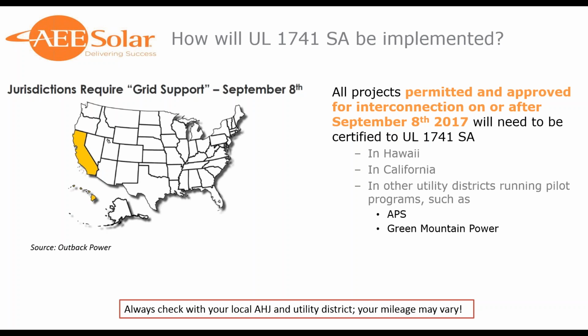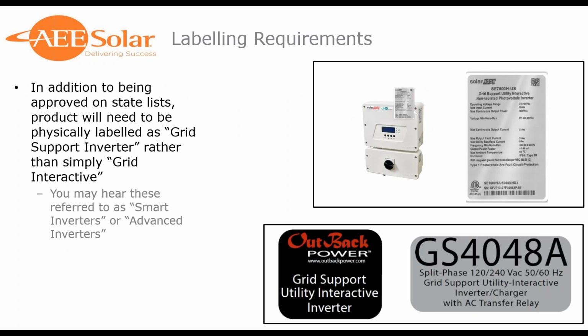The disclaimer I like to put at the bottom of any slides when I'm talking about regulatory is always check with your local AHJ and utility district because at the end of the day, they're the ones that are going to give you your interconnection agreement and your PTO. So make sure you're signed off with them. But this webinar should get you prepared for those conversations. And if you know this is being implemented, you'll be able to get the right product to be able to get PTO. Labeling requirements.